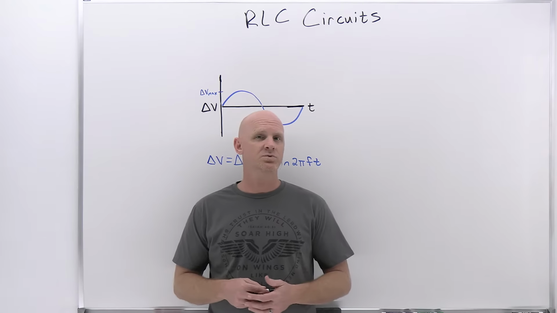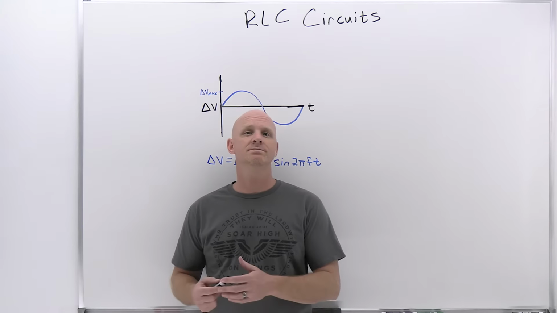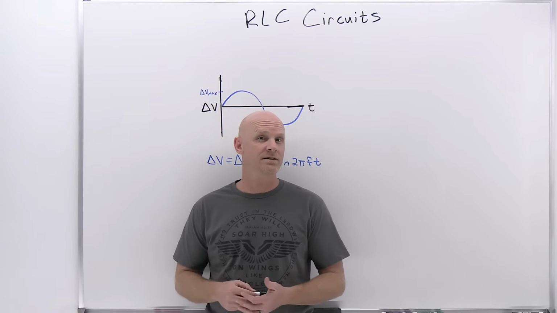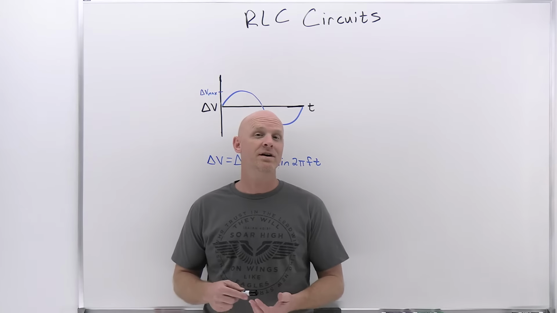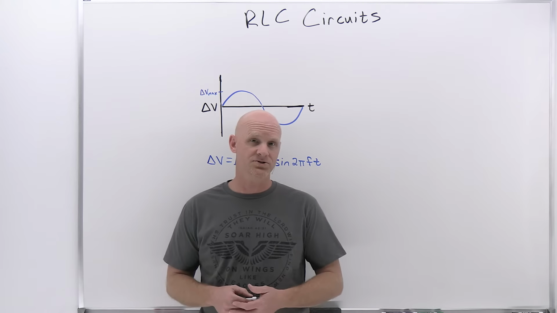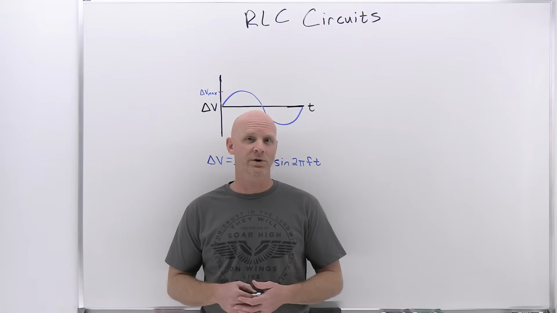Now we'll talk about the difference between the max voltage and the RMS or root mean square voltage, as well as the max current and the RMS current. We'll talk about the capacitive reactance and inductive reactance associated with both capacitors and inductors, and how they combine with the resistance of the resistor to form the overall impedance of the circuit. We'll also talk about the phase angle in such circuits, as well as the resonant frequency.